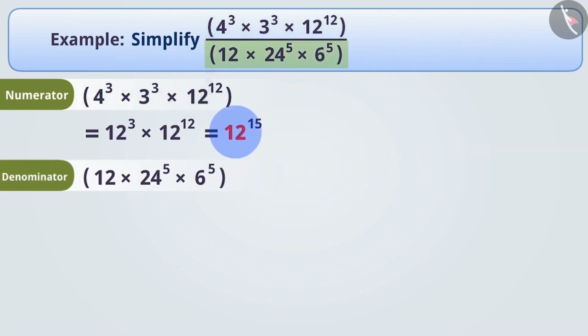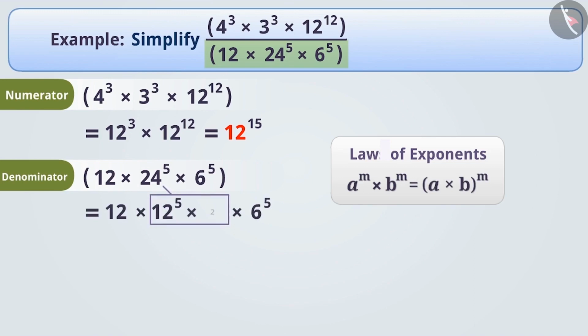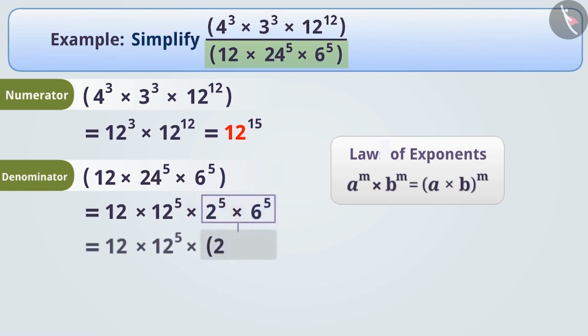Now let's solve the denominator. Since we've expressed the numerator as base 12, we will try to express the denominator also as base 12. According to the law, a to the power of m into b to the power of m is equal to a into b to the power of m. We can write 24 to the power of 5 as 12 to the power of 5 into 2 to the power of 5. Using the same law, we can write 2 to the power of 5 into 6 to the power of 5 as 2 into 6 the whole power 5, that is 12 to the power of 5.